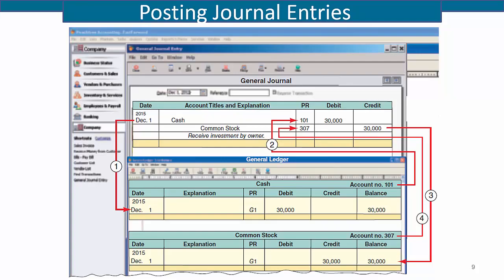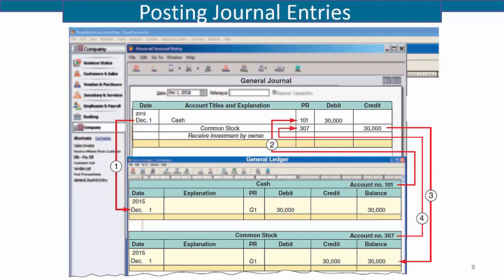Enter the debit number from the ledger in the PR, that's the posting reference, column of the journal. This tells you that you've posted that journal line item. Now you can go back and forth between the general journal and the general ledger. This is known as a cross-reference and leaves a clear trail. So this is what we do in step 2.